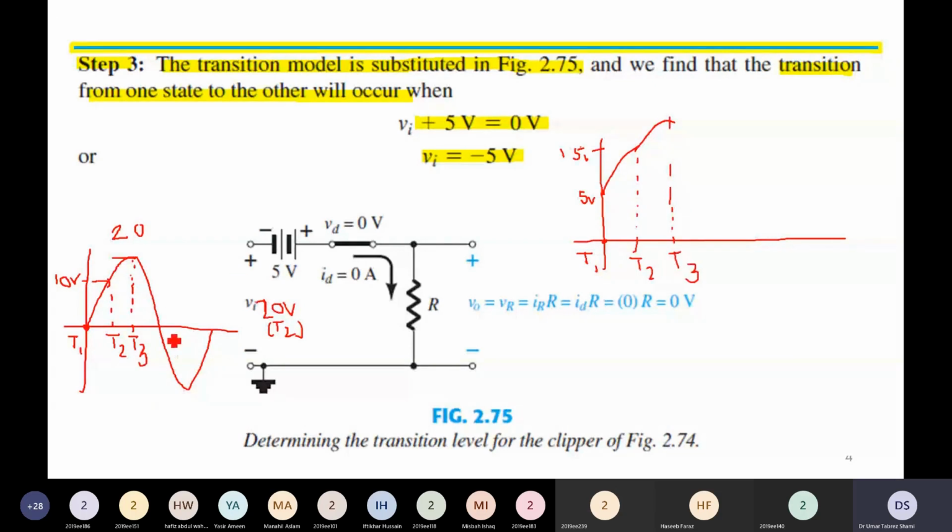And then let us take time t4. Time t4 is taken at time pi, where the input voltage is 0. So when the input voltage returns to 0, we will have the voltage appearing at the diode positive terminal equal to 5 volt. Hence, the output voltage will again be 5 volt. It will be again 5 volt at time t4.